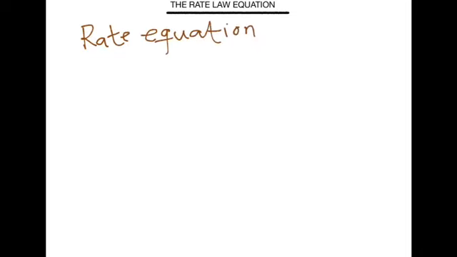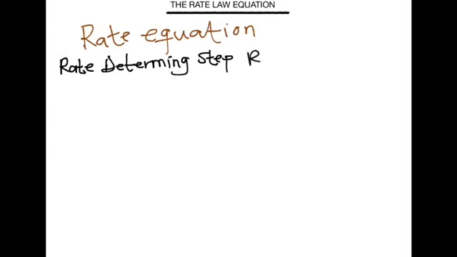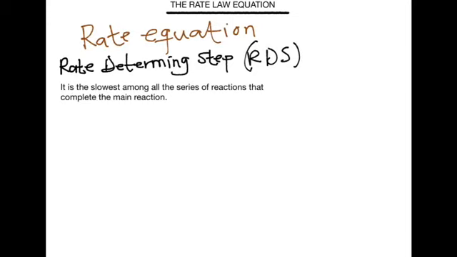Now, in any chemical reaction, we have a series of reactions that take place before we have our final product. Among this series of reactions, there is one reaction which is referred to as the rate determining step, in short, the RDS. This RDS is the slowest among all the series of reactions that complete the main reaction.